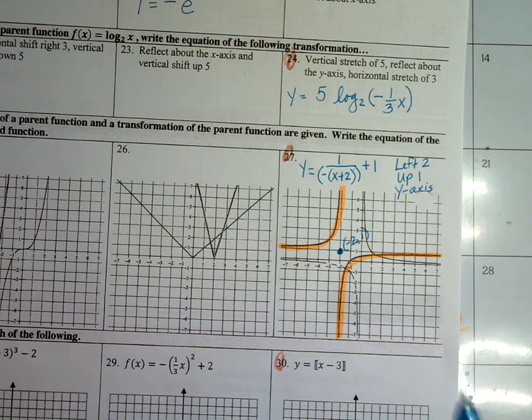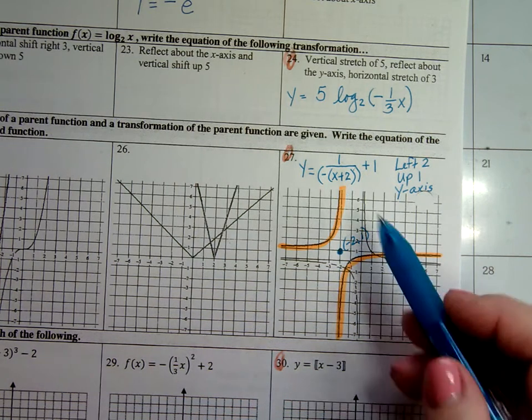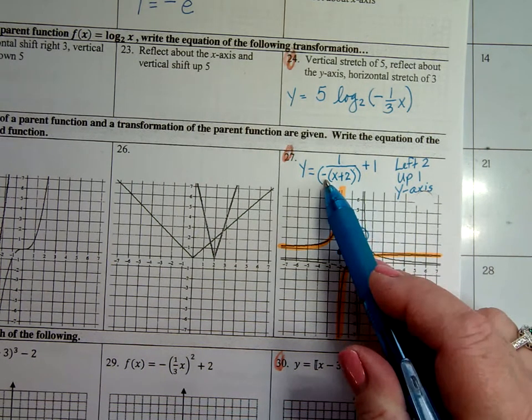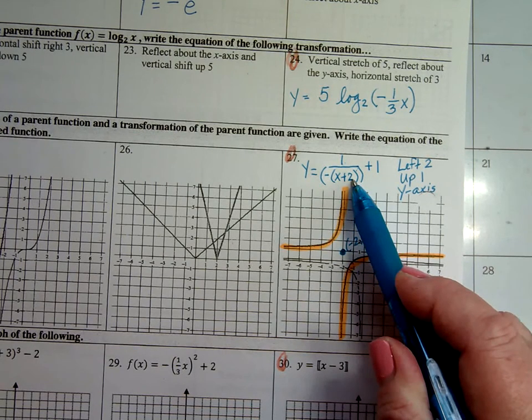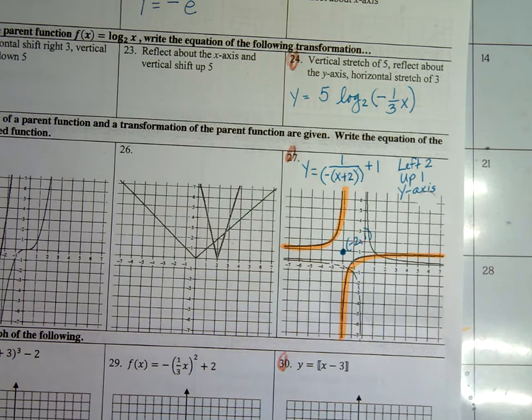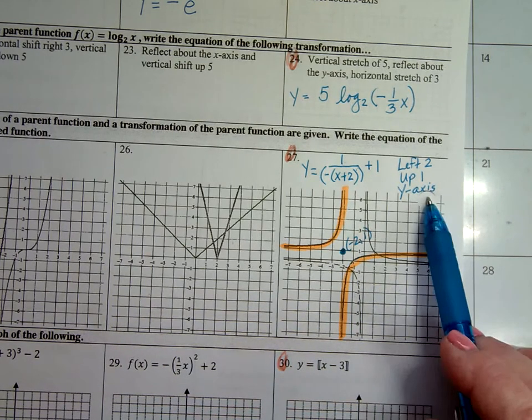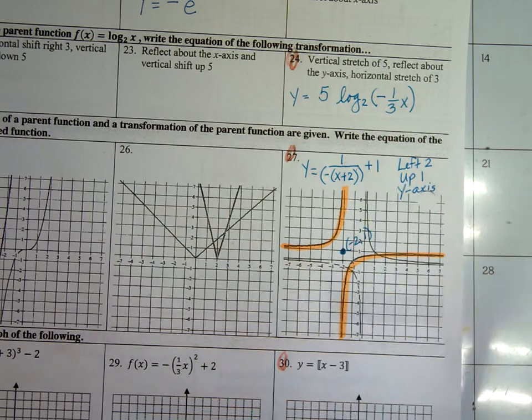Now let me talk about this. Yeah, that's fine. So I can leave it like this. I can distribute out the negative if I wanted to and make it a negative x minus 2. Either way, that's going to be your answer. That one's tricky. That one is a hard one. But there are your 3 pieces. You've got a left 2, up 1, and a reflection over the y-axis. And so that's what your thing would look like.